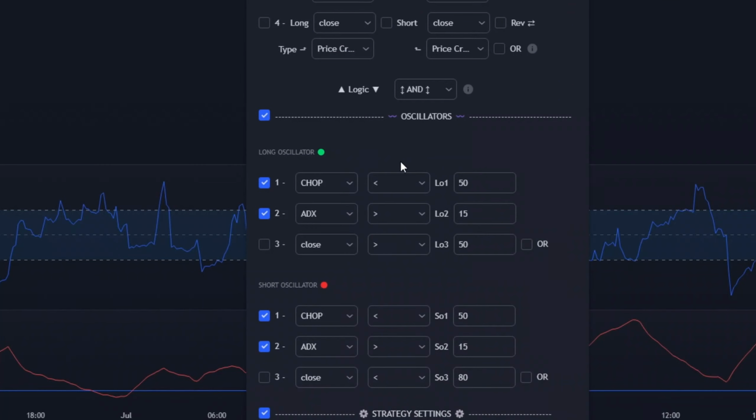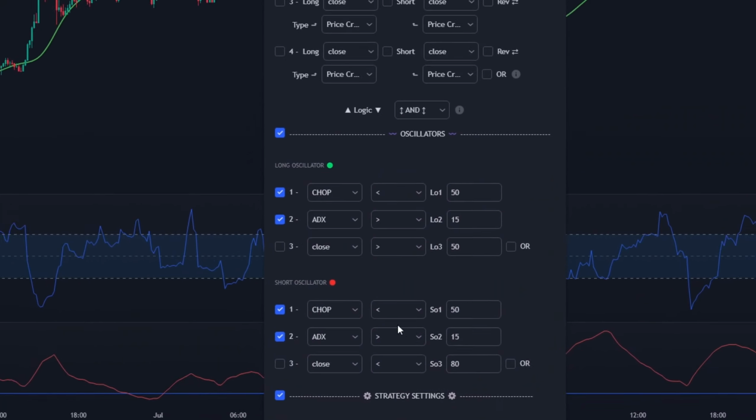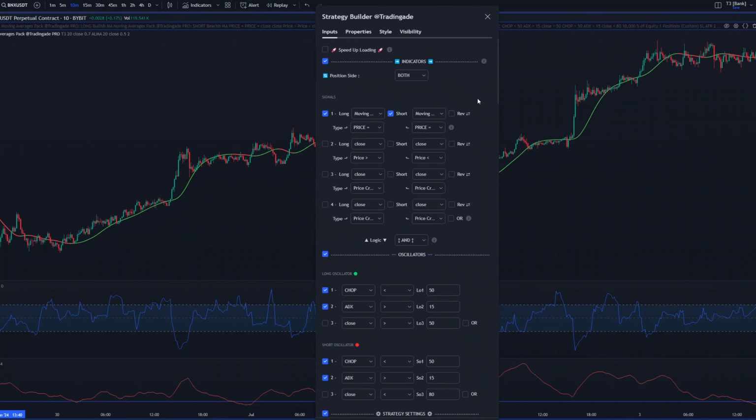Then we can add the confirmation in the oscillator settings, considering that we are dealing with two oscillators. Both for long and short positions, we want the choppiness index to be below the 50 level. Whereas for the ADX, we're gonna select the ADX in the long signal and the ADX in the short signal, and we want the ADX to be above the 15 level. And we're good to go.